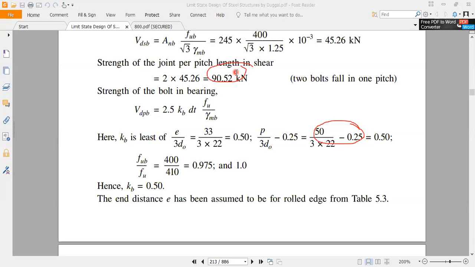Yes, sir. So if I ask you what is the strength of the joint, so what will be your answer?